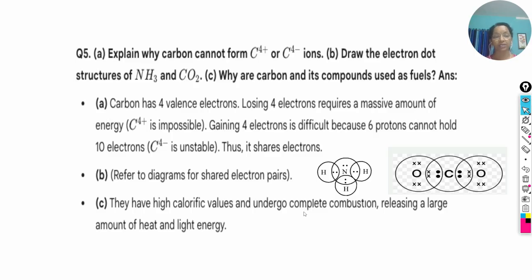Then the next question is part C. Why are carbon and its compounds used as fuels? The thing is they have very high calorific values. Calorific value means the energy it releases during burning. They undergo combustion very easily, releasing a large amount of heat and light energy. That is the reason their calorific value is very high. And not only that, they are environment friendly. They release only carbon dioxide and water.